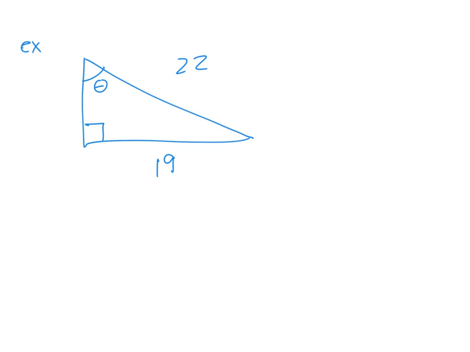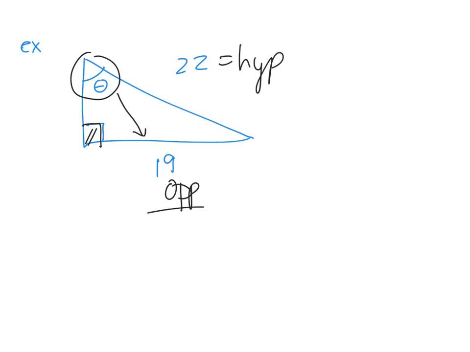Our next example, we are looking for this angle. Across from that angle is 19, which is the opposite. This is your right angle symbol. Therefore, 22 is your hypotenuse. So we know O and H. We're going to use sine. We say sine of theta. The opposite is 19. The hypotenuse is 22.